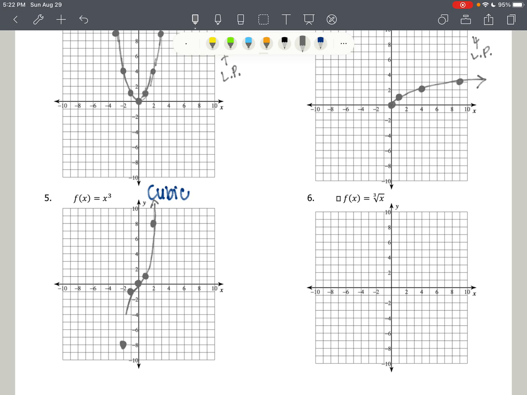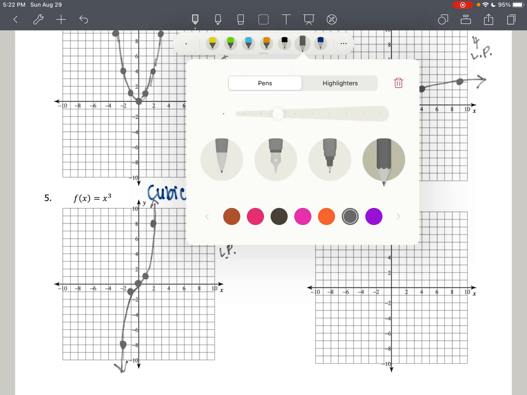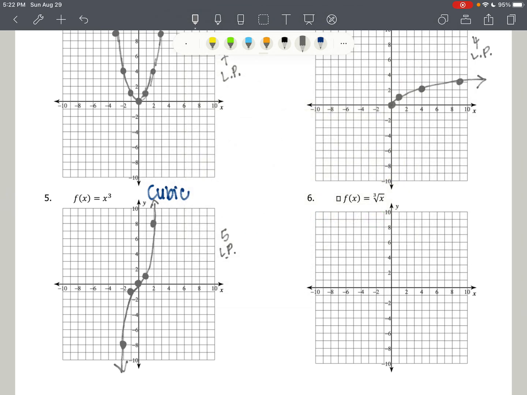Make sure you're entering and exiting the grid. This has 5 lattice points. 5 lattice points that I'll be looking for when I grade that quiz. Of course, entering and exiting the grid as well, and the smooth curve. Number 6 is called a cube root.